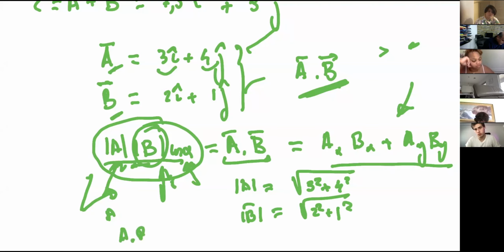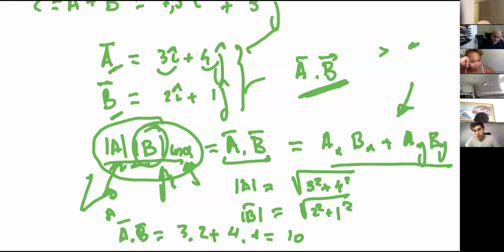A scalar B will be AX times BX, which is 3 by 2, plus AY times BY, which is 4 by 1. Total 6 plus 4, 10. This is the dot product of two vectors.